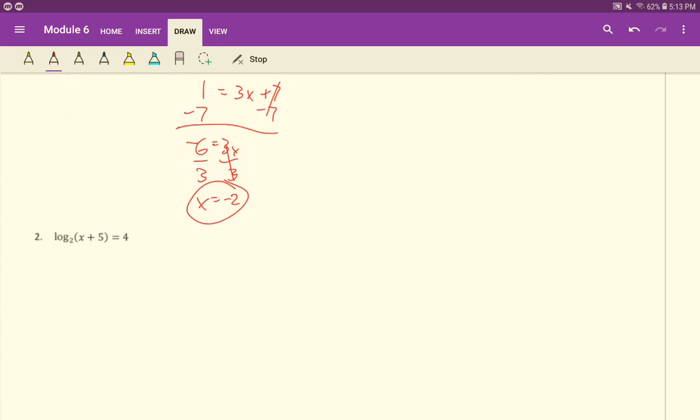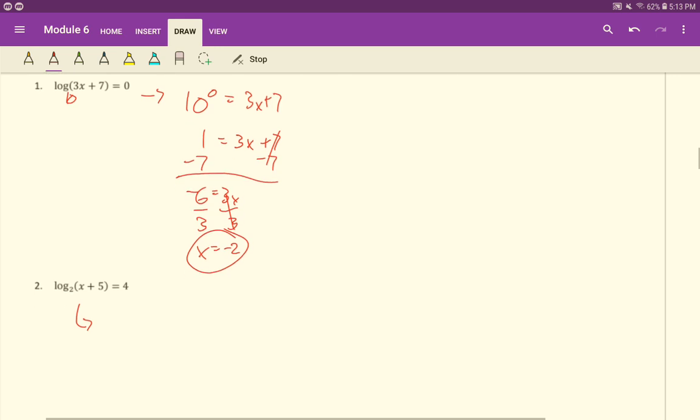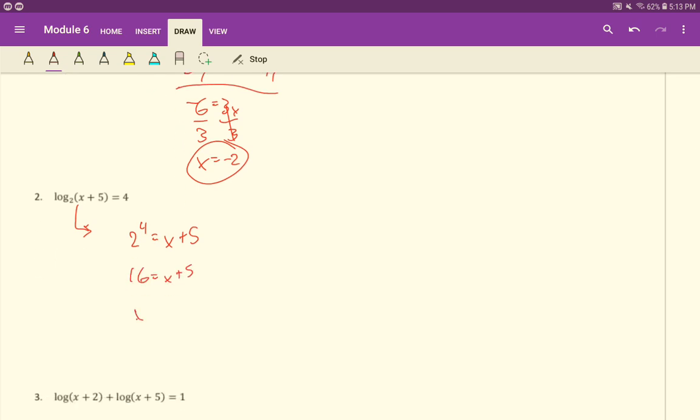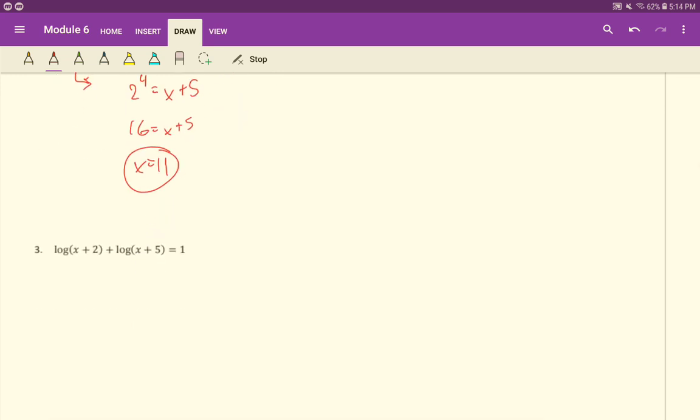Number 2, again, rewrite in exponential form. If you feel like you understood 1 okay, try 2. Pause the video and try number 2 on your own. We would get 2 to the 4th equals x plus 5. And so we get 16 equals x plus 5. Subtract 5 on both sides, you get x equals 11. Last one here, number 3.